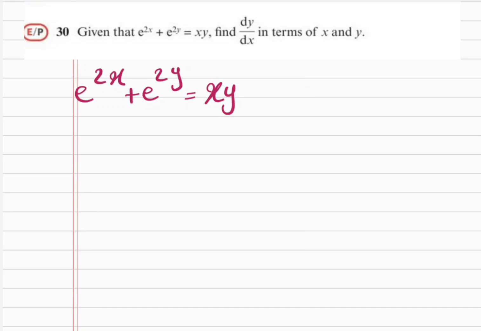Hi everyone, this video is on the mixed exercise 9 question 30. So we have this equation which is e to the 2x plus e to the 2y is equal to xy, and we want to find dy by dx in terms of x and y.